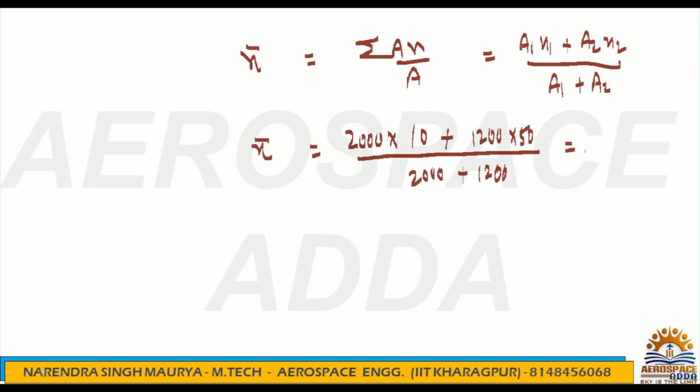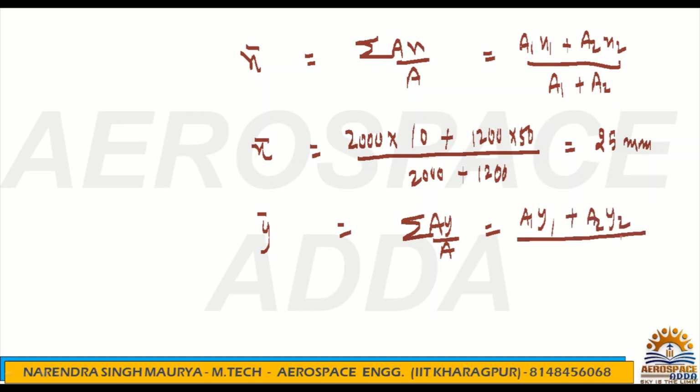To calculate this value, it is approximately, exactly, coming to 25 mm. And similarly we have to calculate y bar: summation of a y divided by a, that means (a1 y1 + a2 y2) divided by (a1 + a2).